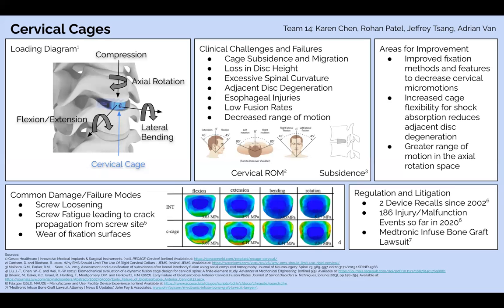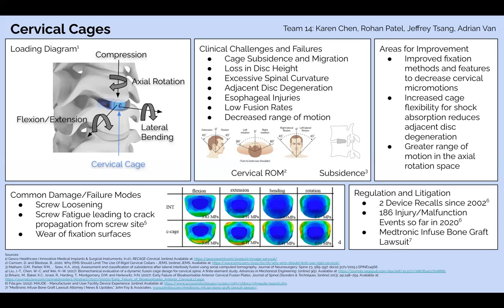Additionally, because cervical cages are used in spinal fusion surgery, litigation around cervical cages typically involves people suing over failed spinal fusions. One of the biggest cases is Medtronic's Infuse device, which has had over 10,000 people sued because of patient injuries. For areas of improvement, subsidence rates can be decreased if there are improved fixation methods.